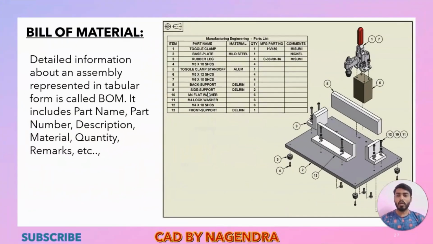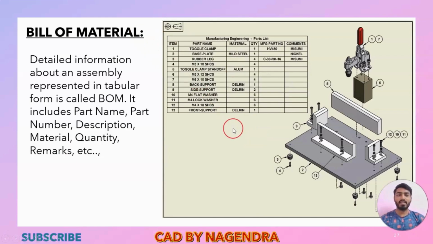Then one more type of table we'll be having here, bill of material. So usually this bill of material will be used for assembly design. What is meant by bill of material means it will give detailed information about an assembly represented in a tabular form, called a BOM, bill of material. It includes part name, part number, description, material, quantity, remarks, etc. So bill of material is used mainly for assembly designs.